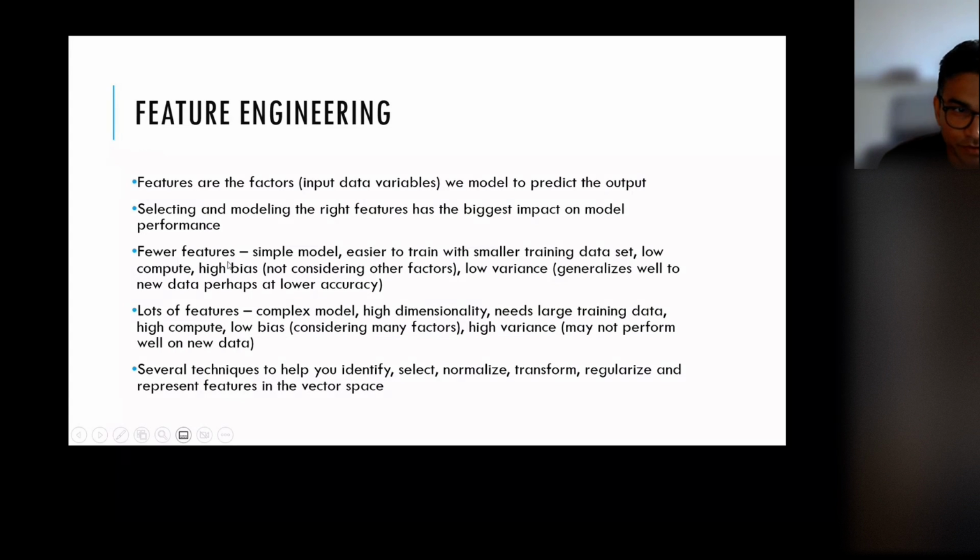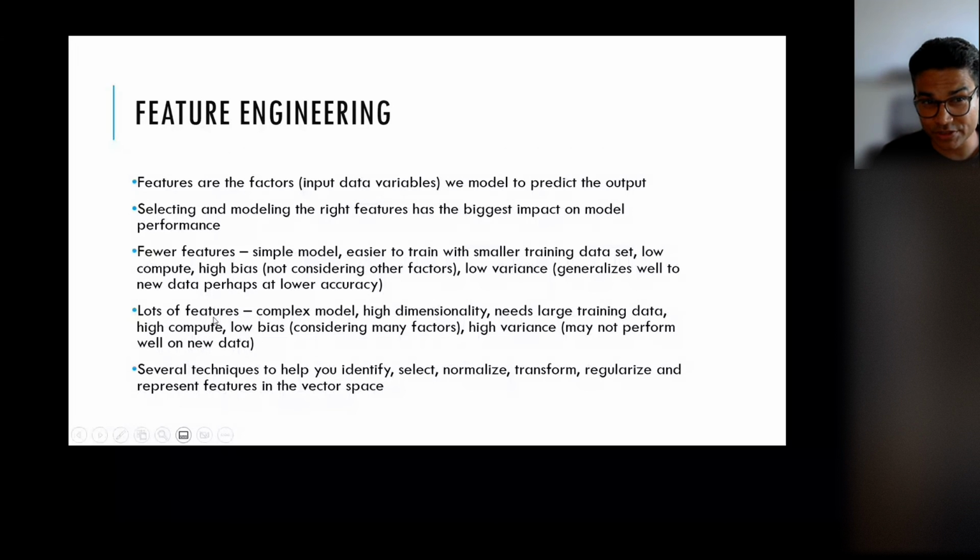Quickly, if we use fewer features, how many features do we need, right? Fewer features would lead to a simple model, which will be easy to train and will require less computation. But it will have high bias because it's not considering all the possible factors in predicting. But it would have low variance, meaning it will generalize well, right? Because it's not too specific to the training data.